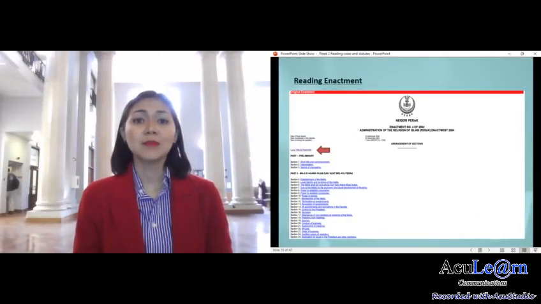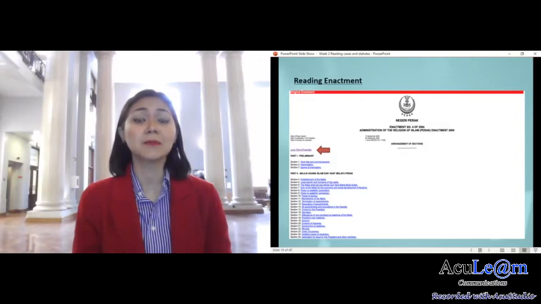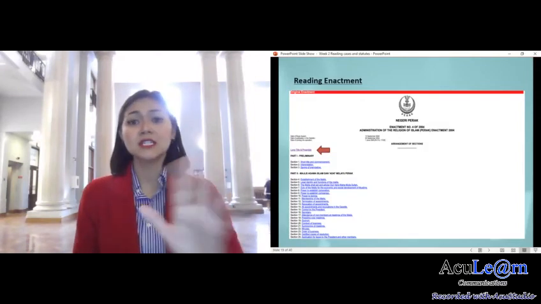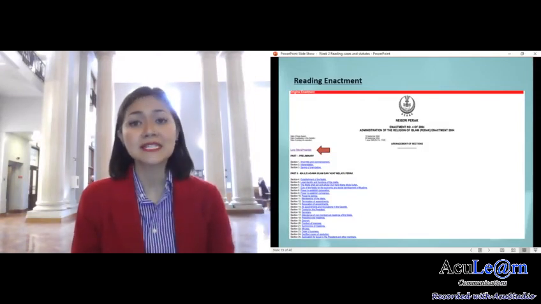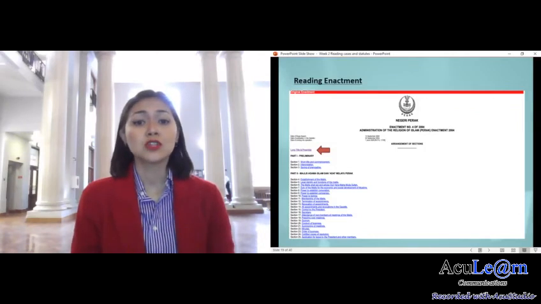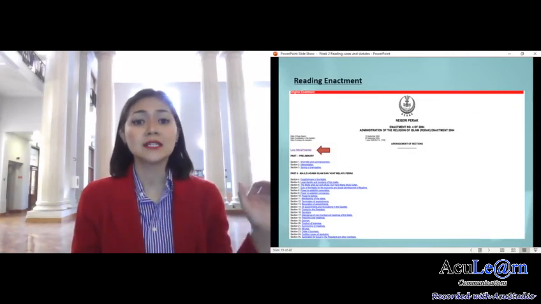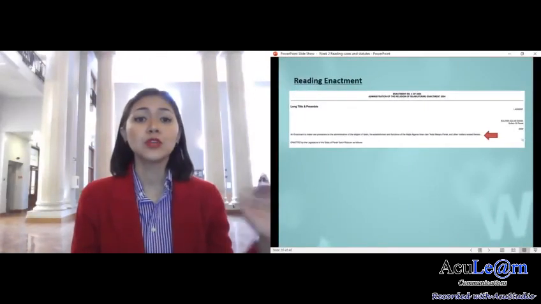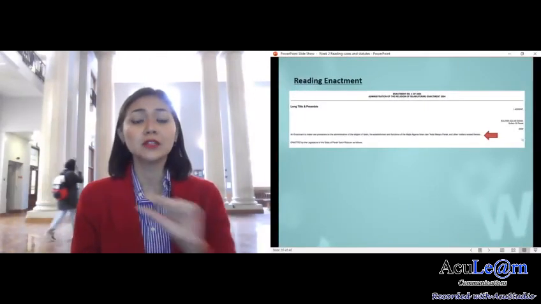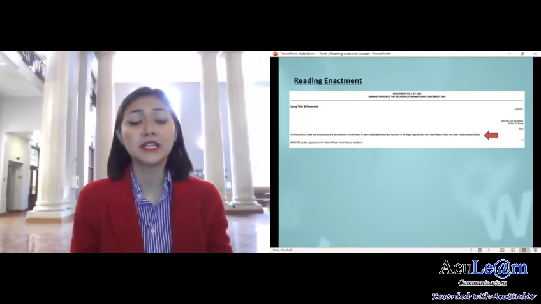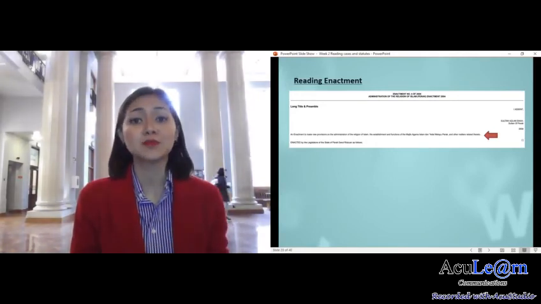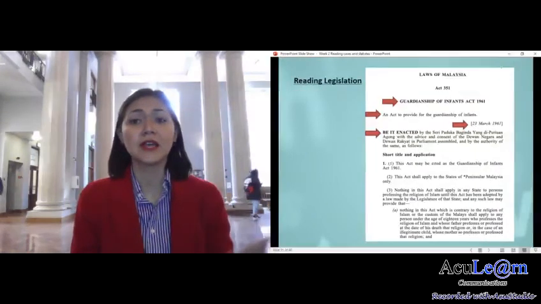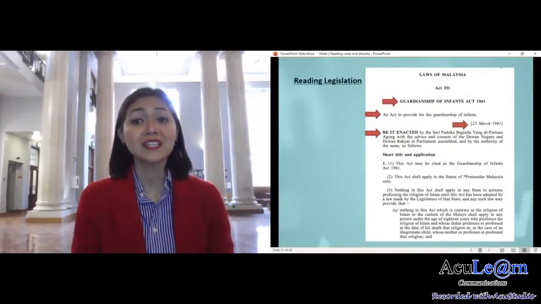Alright, so now we're coming to how to read an enactment. An enactment is passed by the state parliament. This is just an example of an enactment in the state of Perak. As you can see, they have listed the long title and preamble. So how do you read the long title and preamble? The long title is the full title of the enactment itself, and the preamble basically explains the purpose of the enactment. The same goes for reading legislation.